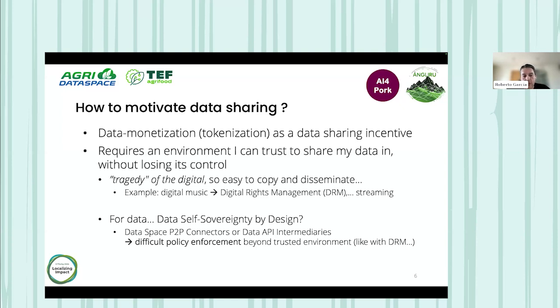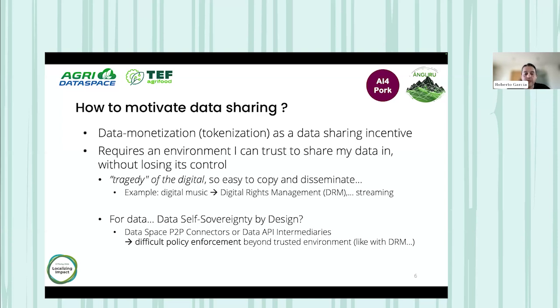There are different approaches. One of them is based on sharing data peer-to-peer between the stakeholders directly, or using API intermediaries. But here the problem is that it's difficult to enforce. As soon as you have copied your data, even if it's peer-to-peer to another party, it's really difficult to put mechanisms that enforce the rules that you have defined about how that data can be used. They can just copy it, move it around, and it escapes completely out of your control.